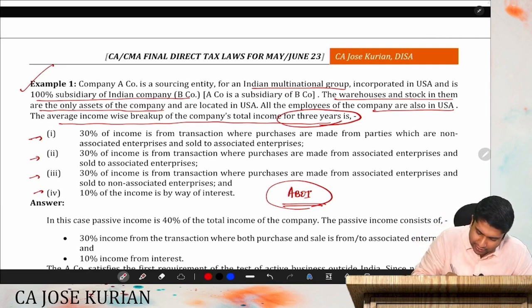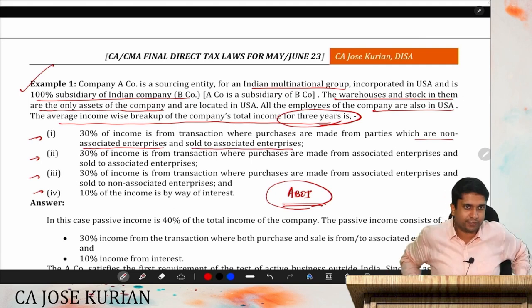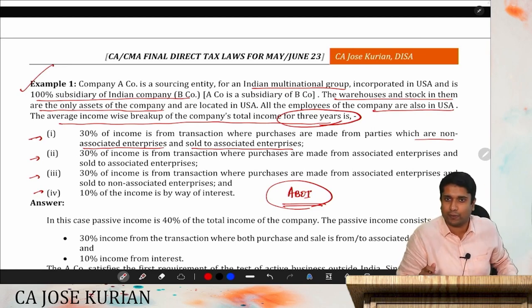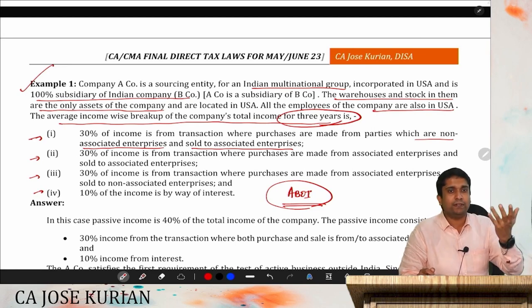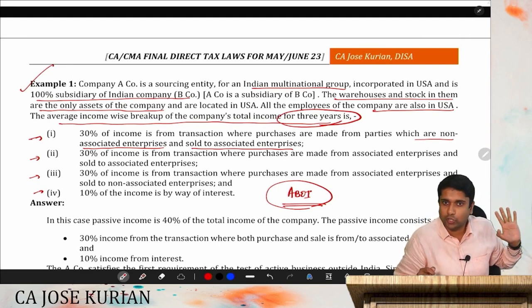30% of income is from transactions where purchases are from parties which are non-associated enterprises and sold to associated enterprises. So they have a lot of activity. Out of this activity, their income-wise breakup percentage is given in the question. From that percentage, let's understand how much is passive income. Are you all with me?